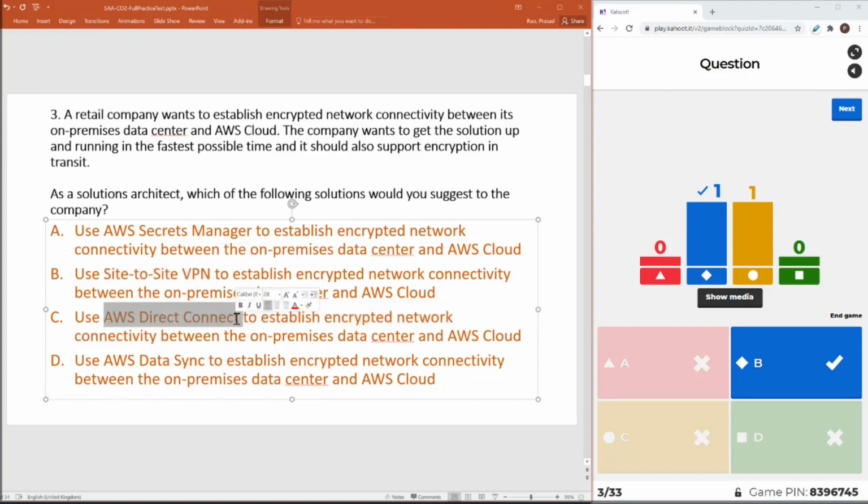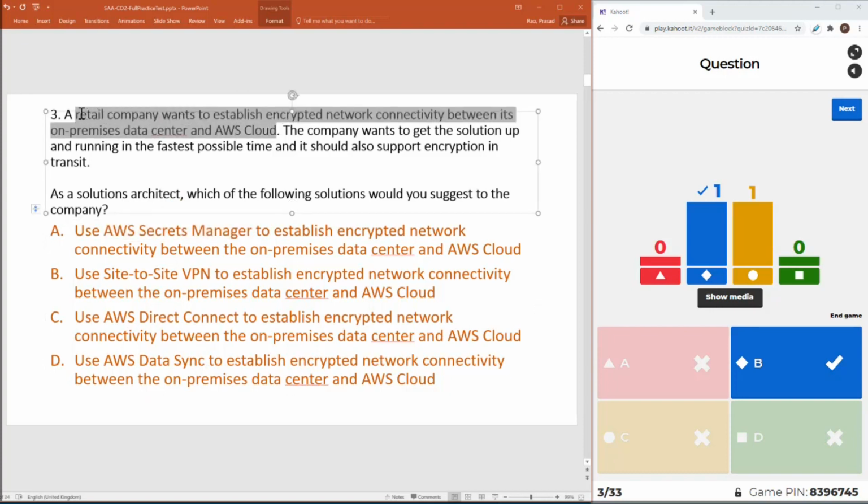A line, like a fiber line, is there between on-prem and AWS. Secrets Manager is a service used mainly for storing your passwords or secrets in an encrypted fashion. And Data Sync is mainly for syncing data. So with the first line itself, your elimination strategy should help you eliminate option A and option D. The answer is between B and C.